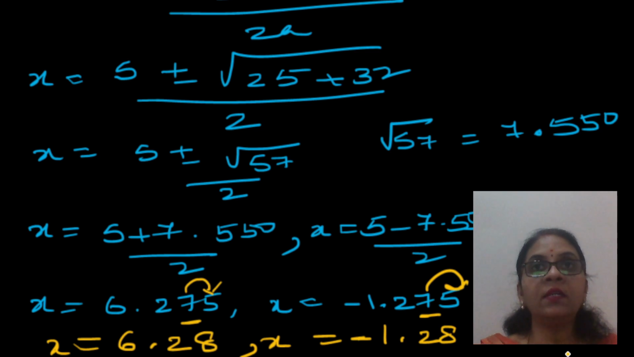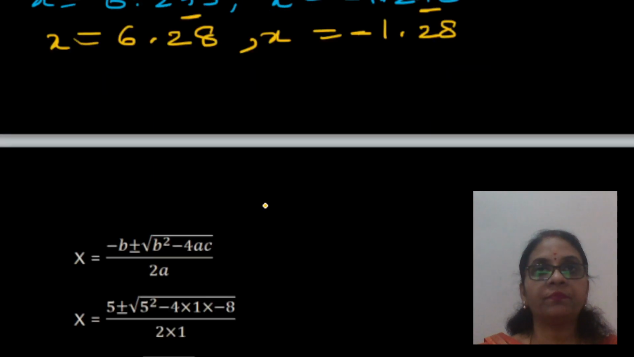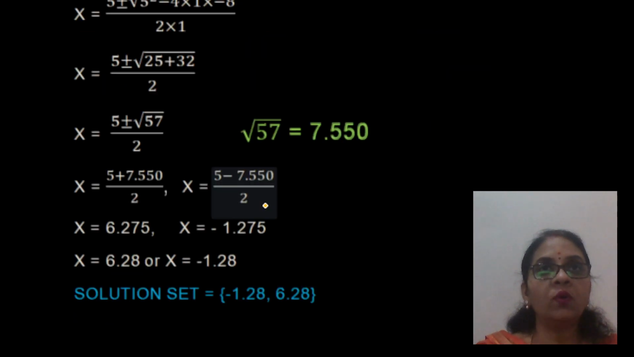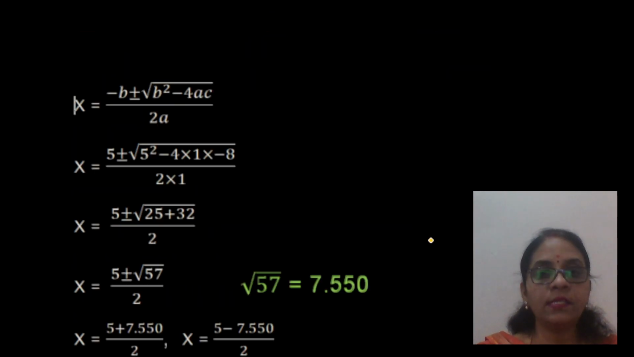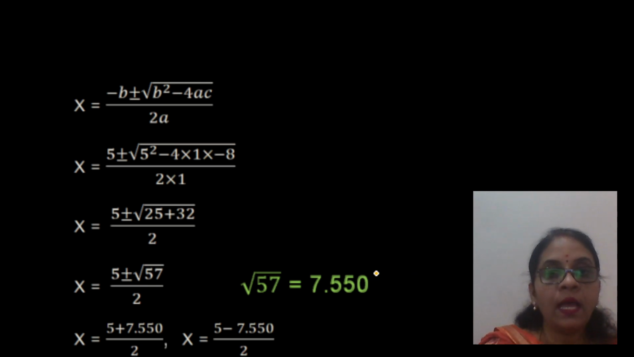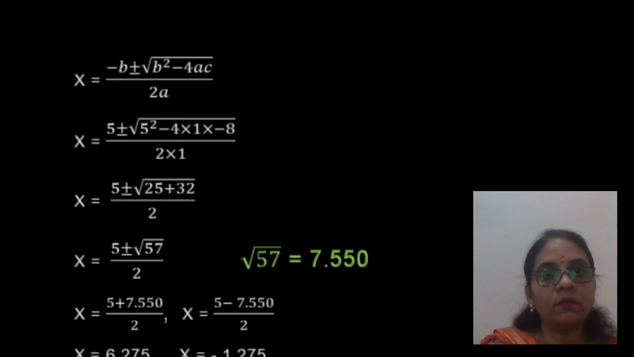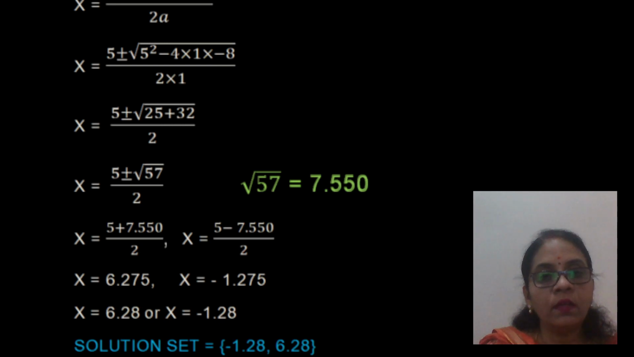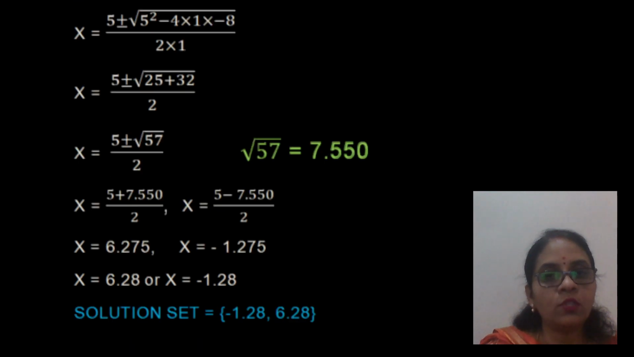So let's see the solution. So this is the solution. x is equal to minus b, the formula, and then applying the root value, and the solution set is minus 1.28 or 6.28. Okay, so let's do one more sum.